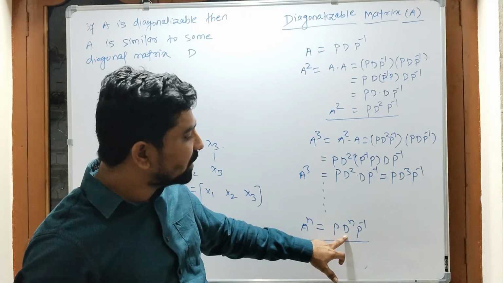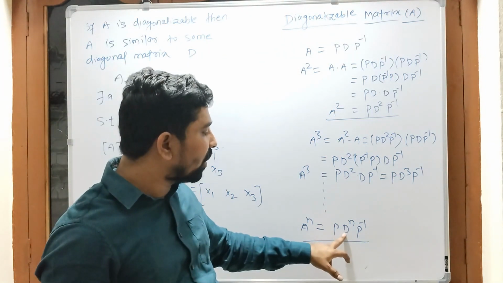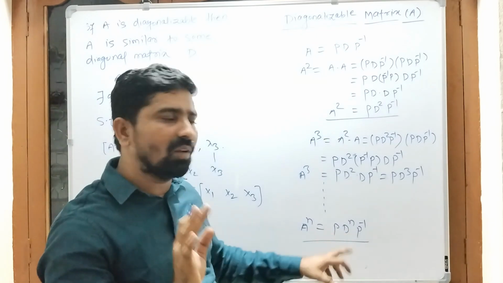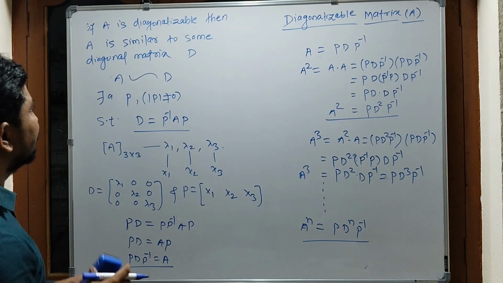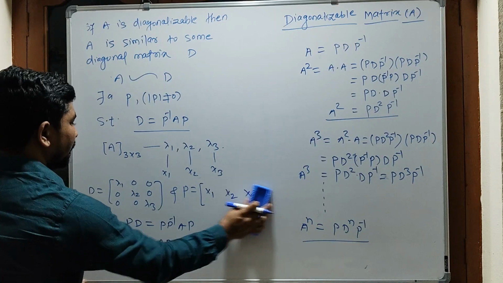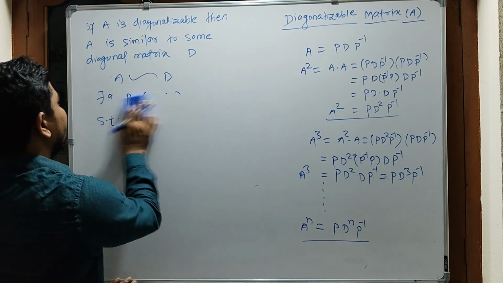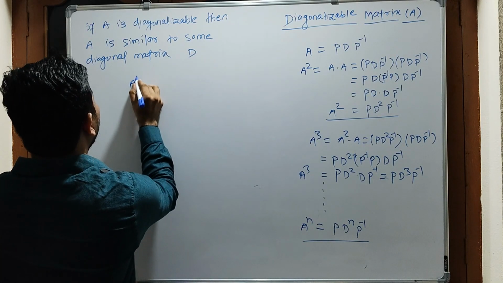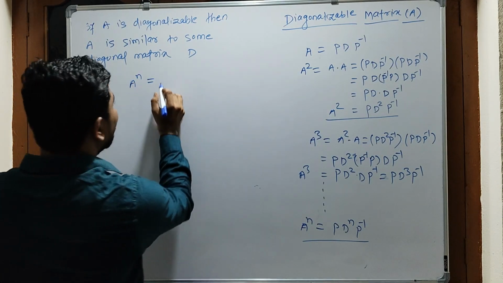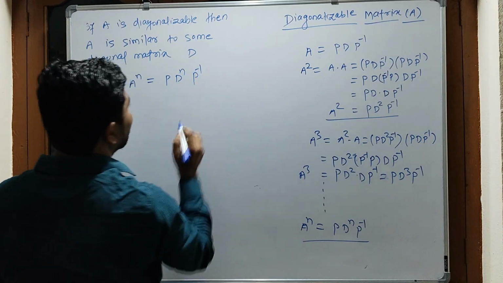Now, here D is the diagonal matrix, meaning the entries along its diagonal are the eigenvalues. I hope all of you write this. Here I will write this expression again. So this is my A power n equal to P D power n and P inverse.